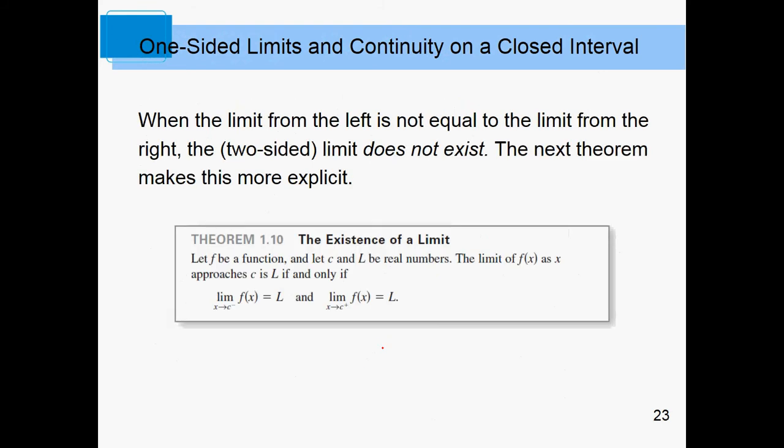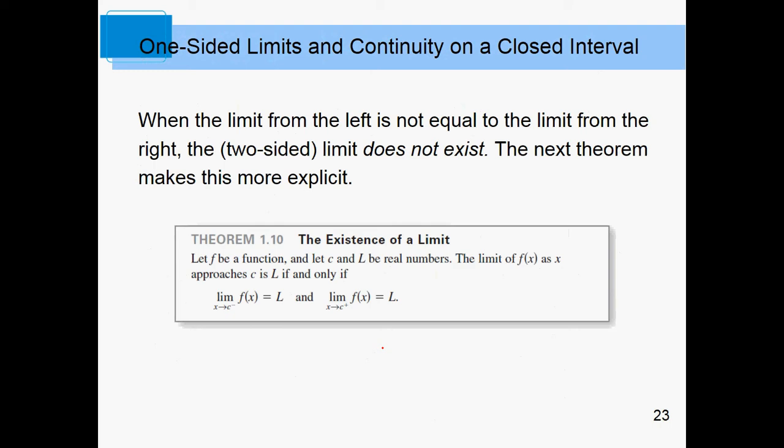So when the limit from the left is not equal to the limit from the right, then the limit doesn't exist. So we're going to use this as theorem 1.10. Let f be a function. Let c and l be real numbers. The limit of f of x as x approaches c is l if and only if the right-hand limit is l and the left-hand limit is l.